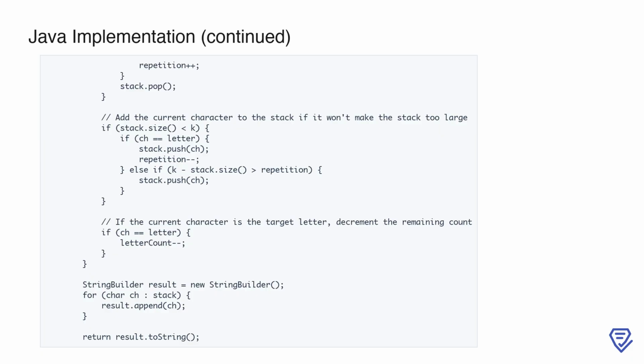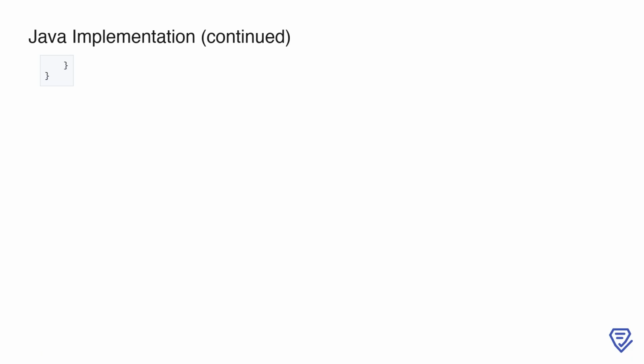If the current character is not the target letter, we still allow it to be added, but only if there is enough room in the stack to satisfy the remaining required occurrences of the target letter. After processing the current character, we decrement letter count if it matches the target letter, as we've accounted for this character during the iteration. Finally, we construct the result string by iterating through the characters in the stack. Using a string builder, we append each character in the stack to form the final subsequence. Once the string is fully built, we return it as the result.